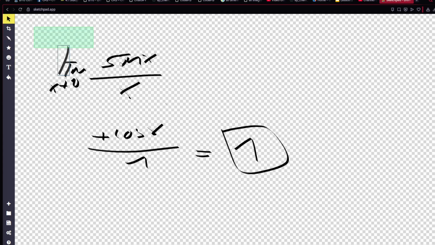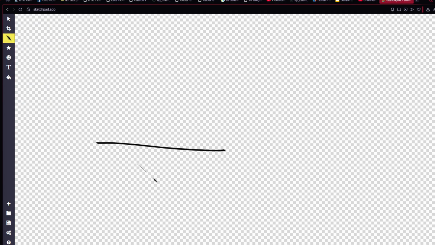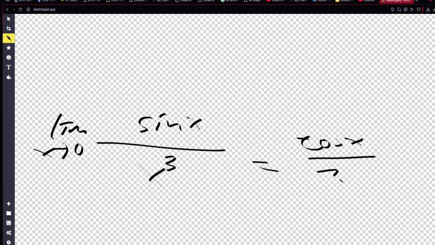So again, really easy stuff, really beautiful stuff. You can use it anywhere. Like for example, let me think of another function. You could do x cubed over sine x, limit as x approaches 0. And you can keep using it until it works. So for example, that would be 3x squared over cosine x, which would still be equal to 0 over 1.